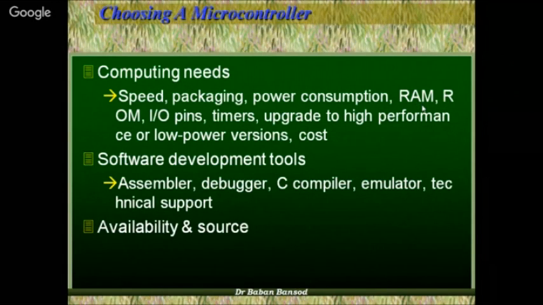And RAM: normally your 8051 gives you 128 bytes or 256 bytes. That is the minimum available in most controllers. Whereas in PIC, in one of the series we'll see, PIC 18, it offers you as high as 4 kilobytes of RAM.